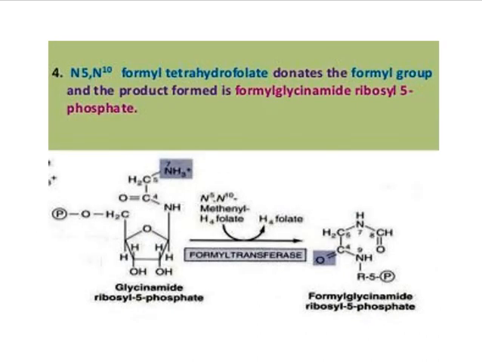Then in the next step, the methenyl tetrahydrofolate provides the formyl group to the glycinamide ribosyl 5-phosphate. The enzyme catalyzing this reaction is formyl transferase. As a result of this reaction, formyl glycinamide ribosyl 5-phosphate is produced. These initial reactions are important because the enzymes catalyzing these reactions are subjected to the regulation of the purine nucleotide biosynthesis.